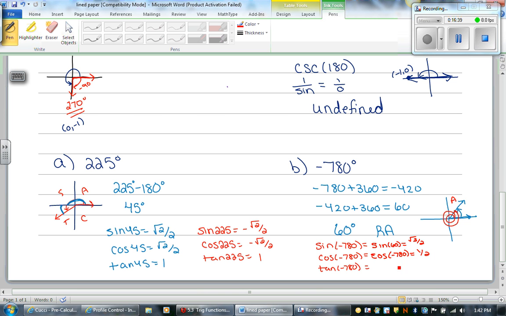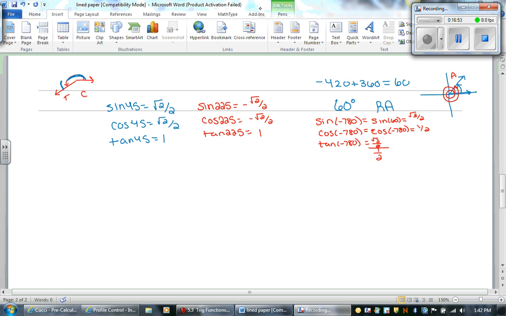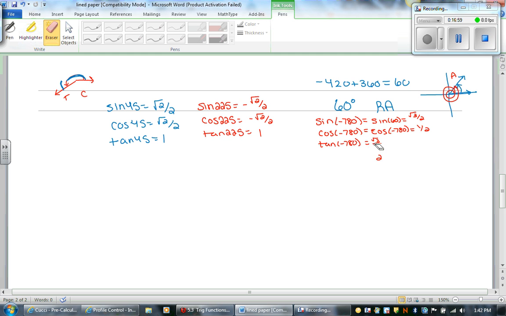Tangent, we have to do sine divided by cosine. And I apologize, I know I'm going off the page here and I'm out of room. Let's make this so we can see it. Okay, so sine over cosine, so square root of 3 over 2 over 1/2. Complex fractions, we know we multiply by the reciprocal, and we get the square root of 3. Again, first quadrant, everything's positive, so it's going to be positive square root of 3.